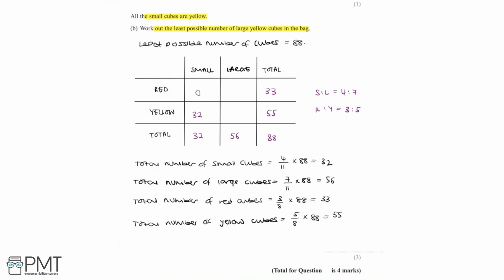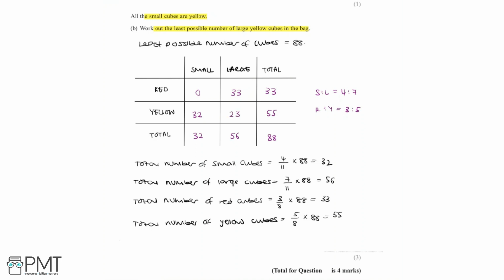Now let's look across the table. We know that the total number of red cubes is equal to 33. There are 0 small red cubes, and so there must be 33 large red cubes in order to make up for the total of 33 red cubes. Now we know that the total number of yellow cubes is equal to 55. There are 32 small yellow cubes, and so the total number of large yellow cubes must be equal to 55 take away 32, leaving us with an answer of 23.